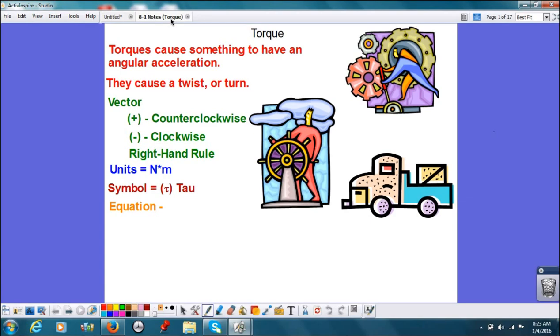So let's go ahead and look at some notes for this. Torques cause something to have an angular acceleration. So they cause something to rotate. They cause a twist or a turn. You apply a torque, you can make something speed up or slow down angularly, rotate faster or slower. It is a vector because you can make something rotate counterclockwise or clockwise. And just like before, counterclockwise is our positive direction, clockwise is our negative direction. The units are a Newton times a meter.